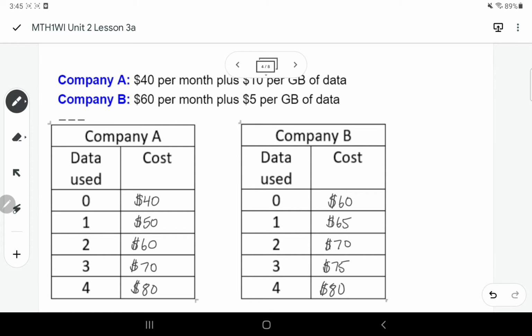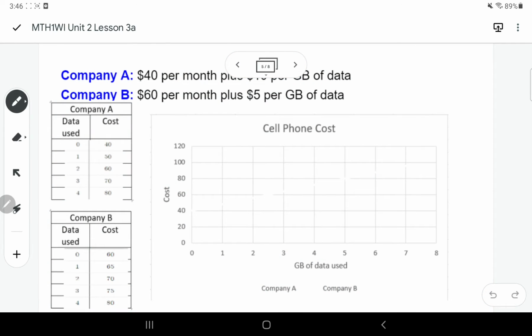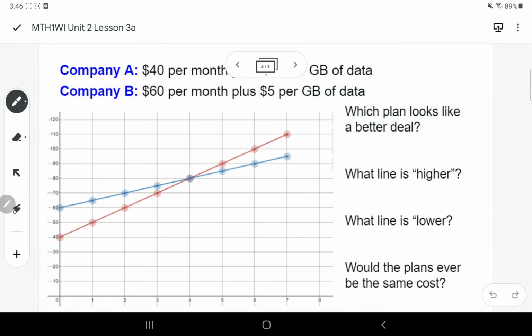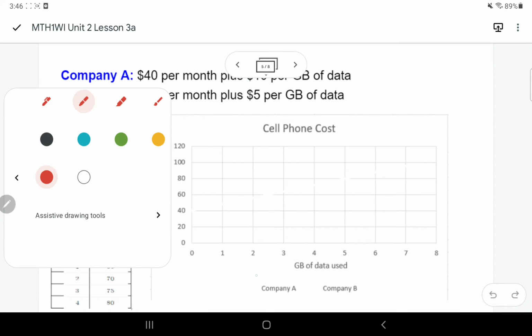This is very, very similar to what we would have seen in the last unit. Just now we may have two different scenarios to do tables and graphs for. So if we take these tables, we're going to graph them. I'm just going to double check which. Okay, I want to use the right colors that match up with the next one.